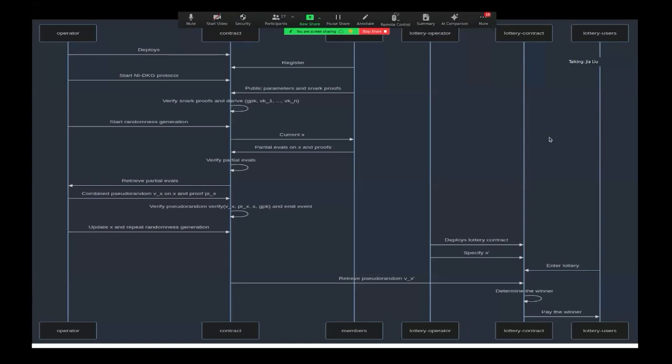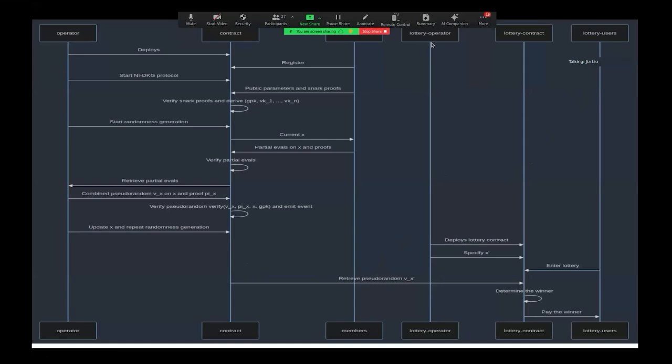We have a few lottery users to place bets in the contract, and we use the random outputs from the zkRand contract to generate a random permutation. And the first user will be the winner and gets all the money paid by other users.